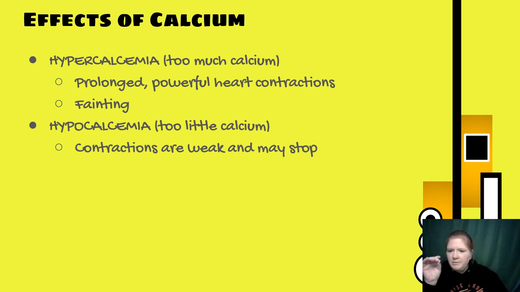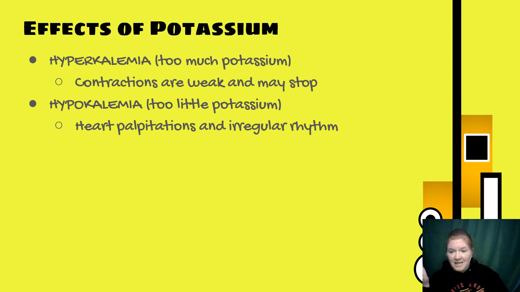First of all, well, calcium is one of those positive ions. So remember how we said the positive ions had to rush in and then out of the cell? Well, calcium is one of the ions involved in this process. The other ion involved is potassium. So again, effects on either one of those is going to affect heart contractions. So this is going to be pretty much the opposite. So hyperkalemia, too much potassium, so we can get weak contractions that may even stop. And hypokalemia, too little, so there's heart palpitations and an irregular rhythm.